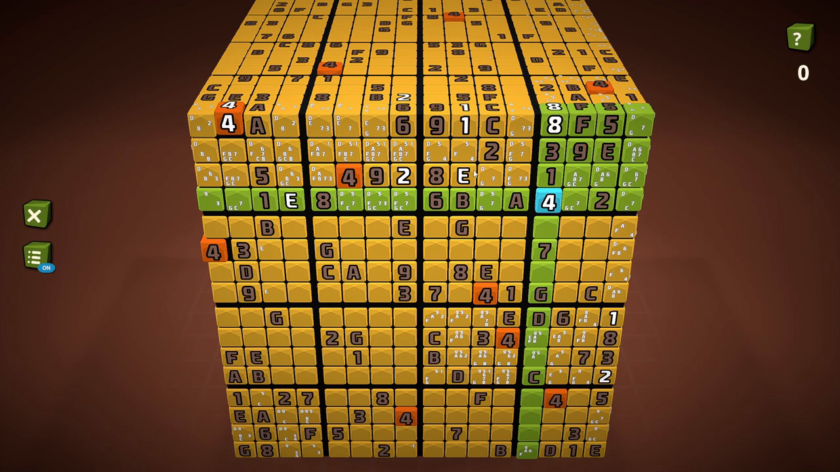Okay, no 4s on the bottom row, no 4s on the second row, no 4s on the top row, no 4s on the right, so one of these two. So 4, but there's still 2 possible 4s.